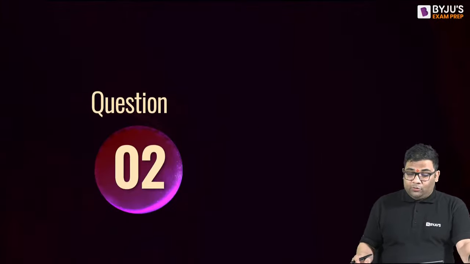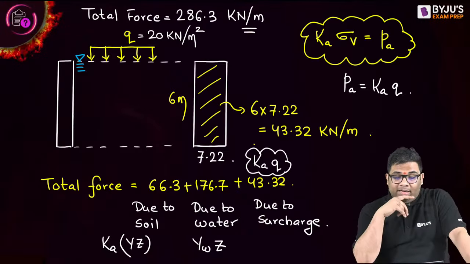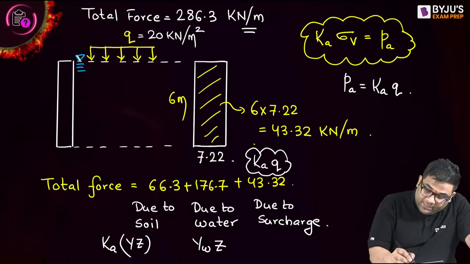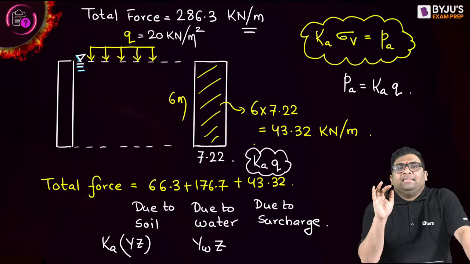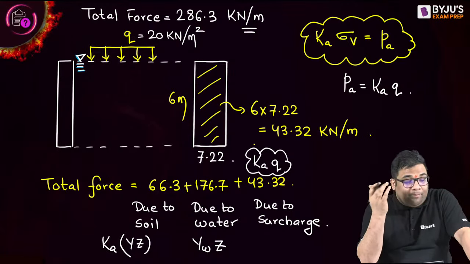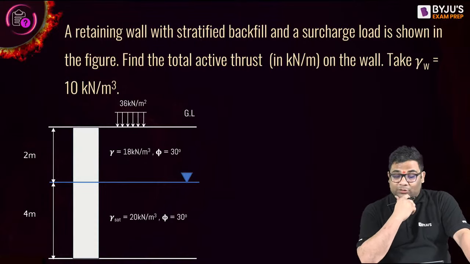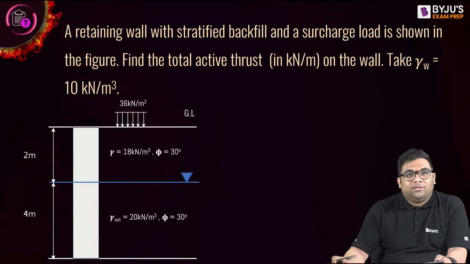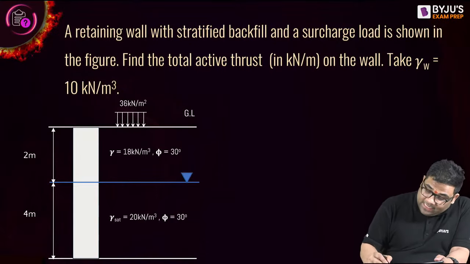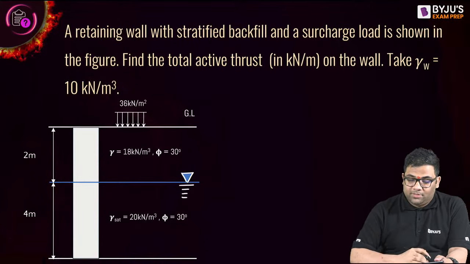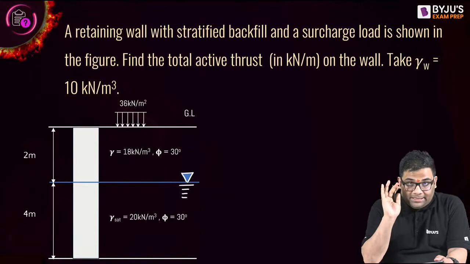Let us see another question, question number 2. In the earlier question, the water table was till the ground level, or the top of backfill, so the soil was fully submerged from top to bottom. But it can be partially submerged also. You can see in this question that the soil is partially submerged: the water table is not present till the top, it is present only up to a particular depth.